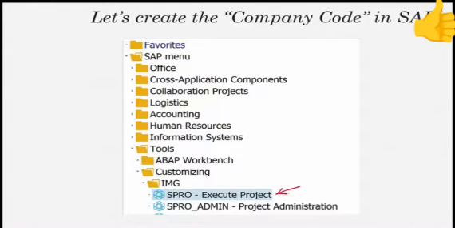Go to Tools, IMG, and click on SPRO. What is this transaction, SPRO? This is probably the most used transaction for an SAP functional consultant. So all along, we've been doing transactions like creation of purchase order, goods receipt, invoice receipt, so on and so forth. They were all examples of end user transactions. But SPRO is where we go under the hood of SAP and start to customize the way SAP works.